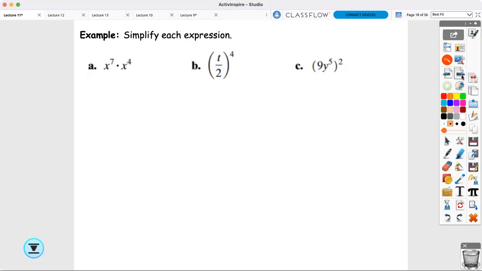Now we're going to get into different types of problems. They're not going to tell us what power or what rules to use. We have to look at the problem and figure out what properties to apply to get the solution we need.